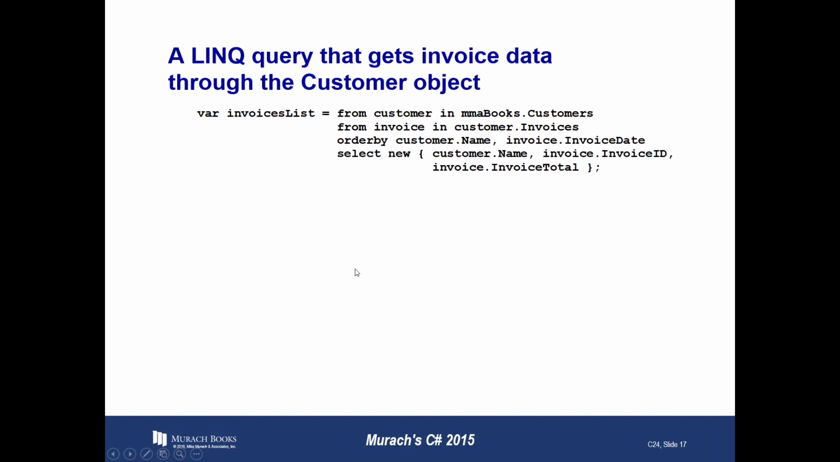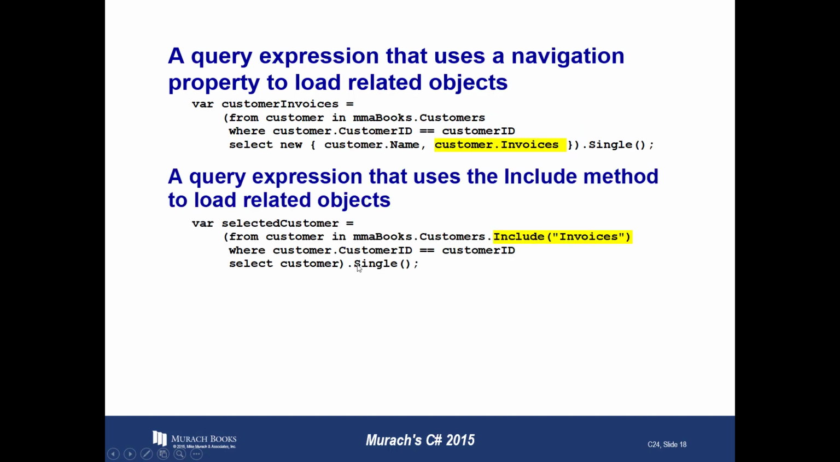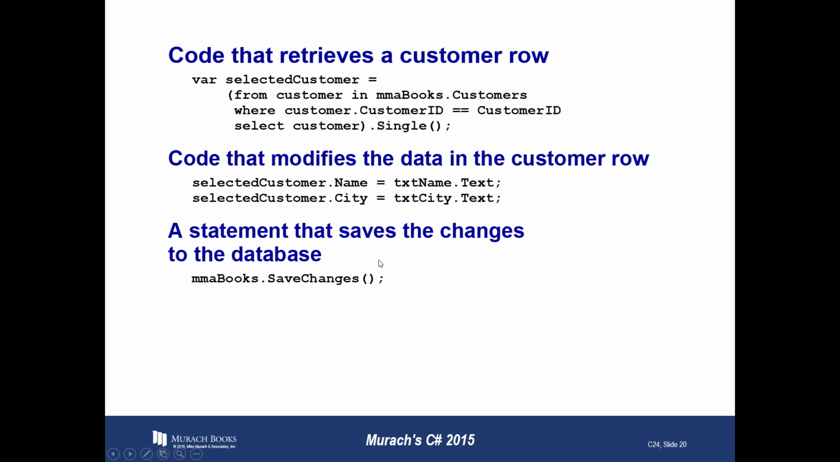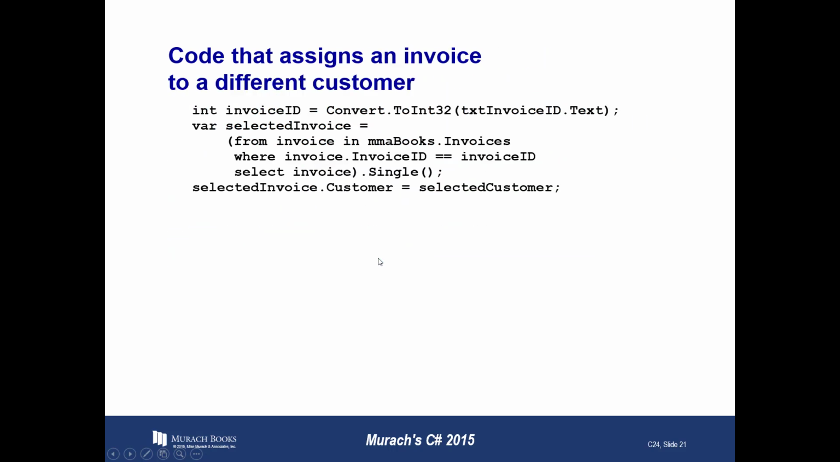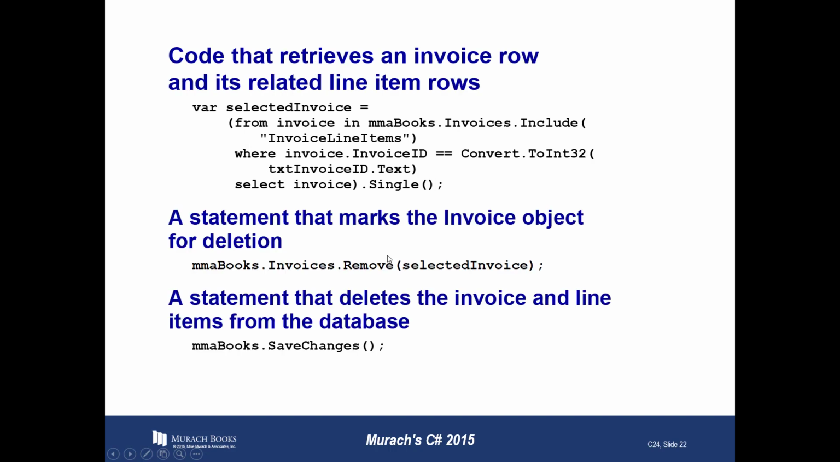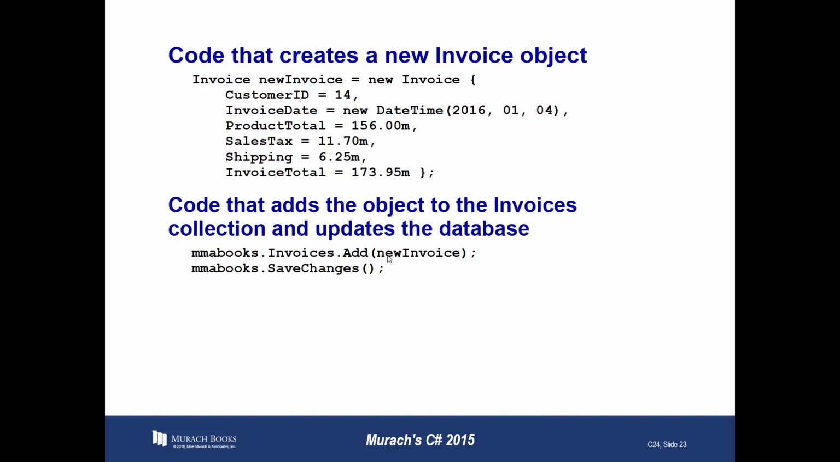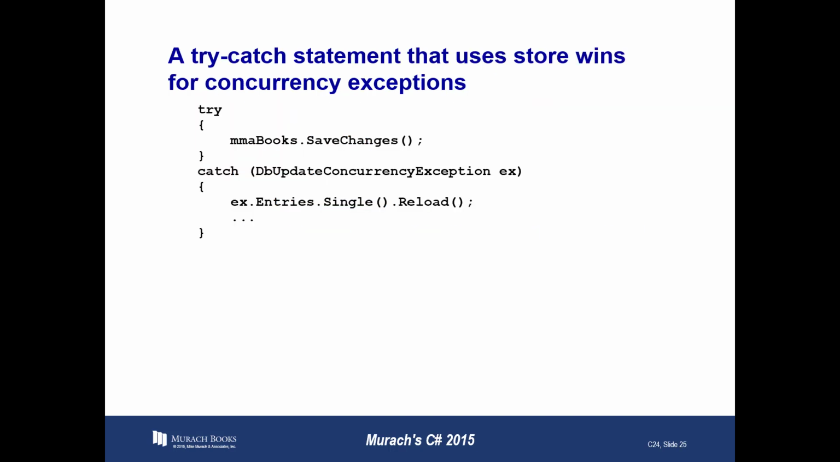Another example of a LINQ query that gets invoice data through a customer object. All right. And again, I realize I'm not going through these in any real depth and breadth of coverage. These will only make sense when we have the code up and running and we take a look at it.